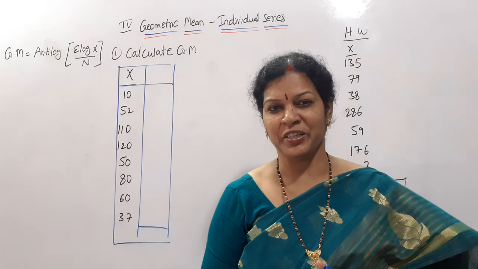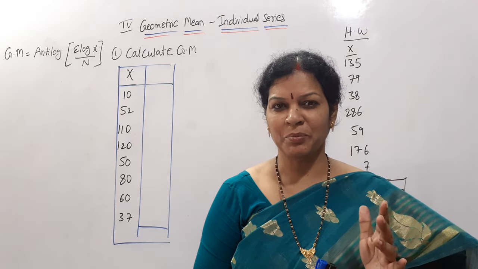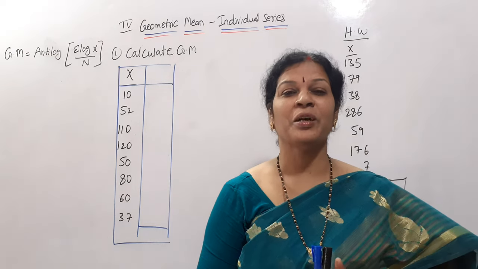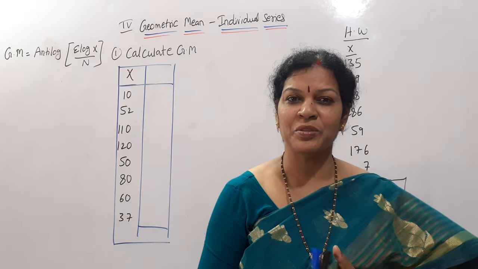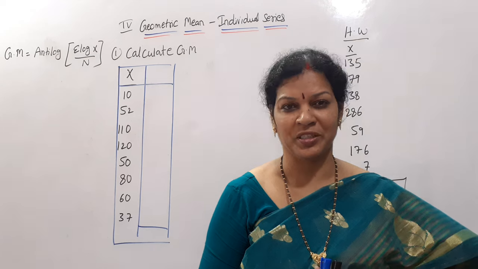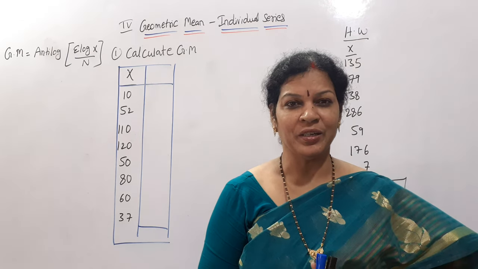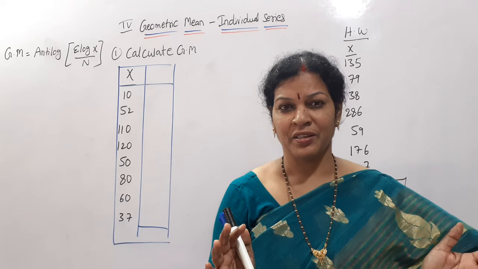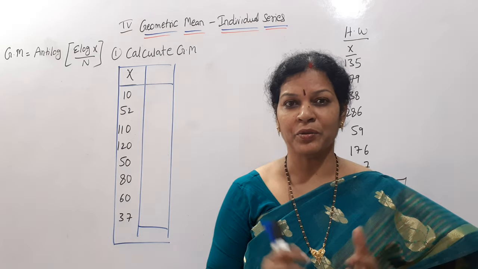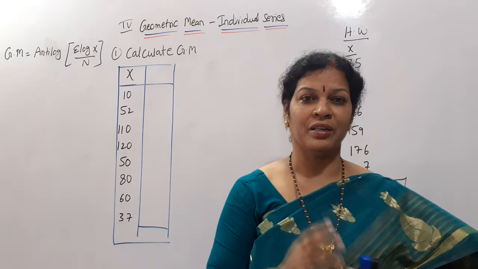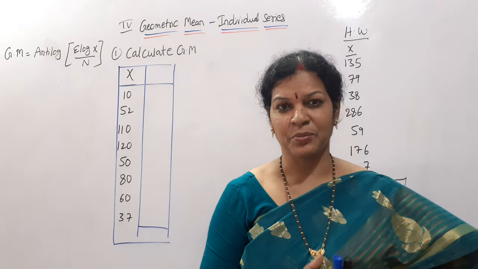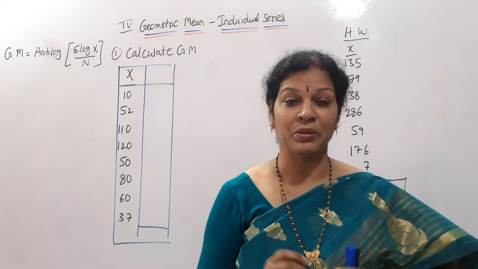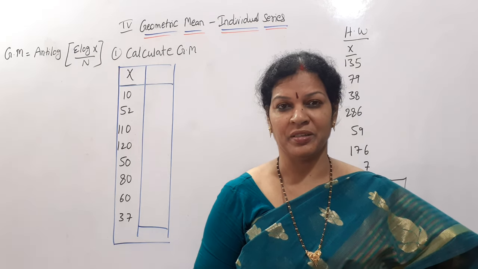Today we'll see geometric mean. Geometric mean is also a mean, but geometrically, by taking the help of logarithms, we'll be finding out the geometric mean. Whenever you have lots of numbers and it's very difficult to find the mean through normal arithmetic mean, in such a case, by taking the help of logarithms, we can calculate the mean. That is what we call the geometric mean.